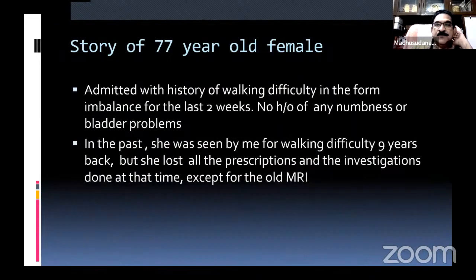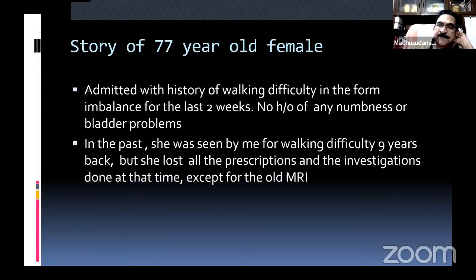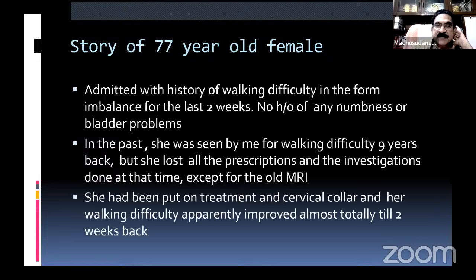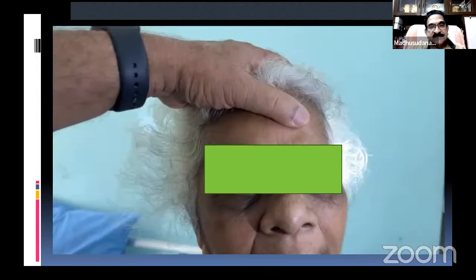Presently admitted with a history of walking difficulty in the form of imbalance. In the past, 9 years back, she had some similar walking difficulty, which improved with cervical collar and treatment. 1 year back, she was seen by me for early dementia, and that prescription carried the diagnosis of old case of OPLL. Now, this is the present admission, 1 week back.